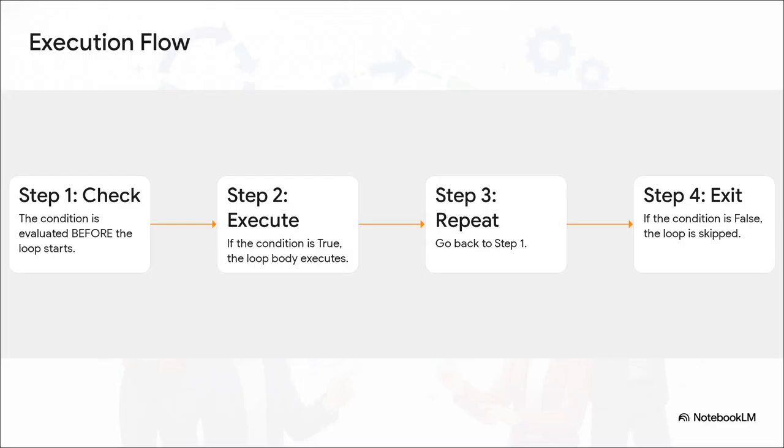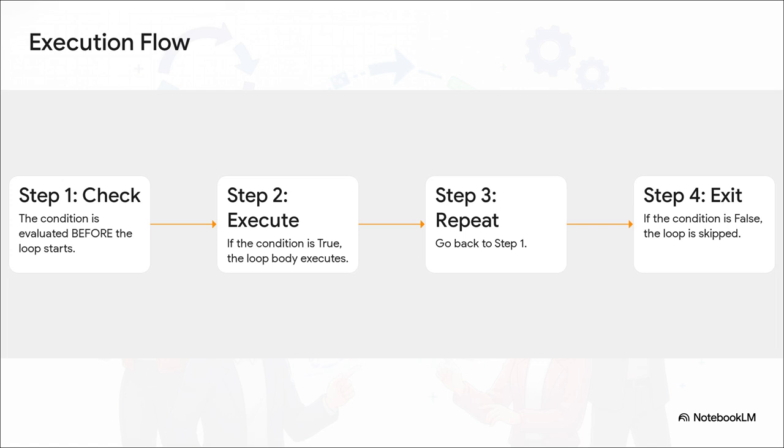Now, the way this works is absolutely crucial to understand. Think of it like a bouncer at a club door. First, Python walks up to the bouncer, the condition, and checks it. This happens before a single line of code inside the loop ever gets to run. If the condition is true, the bouncer says, okay, you can go in for one round.